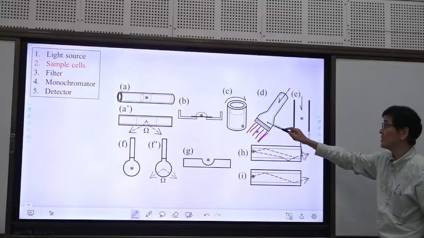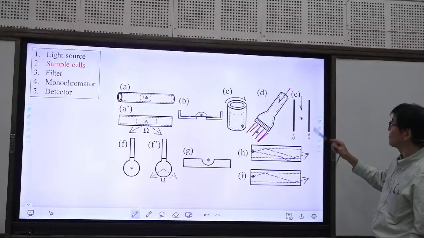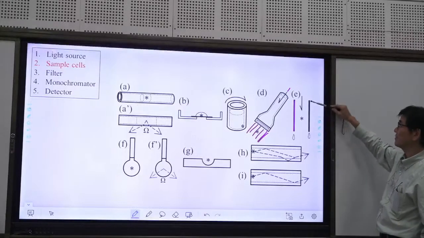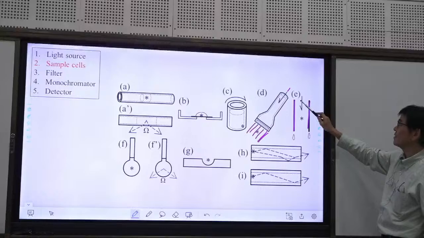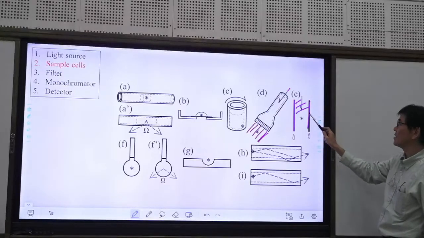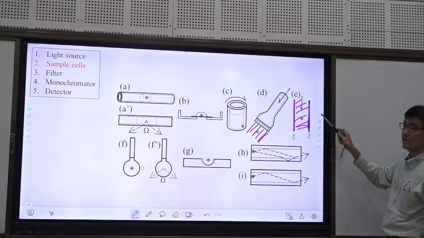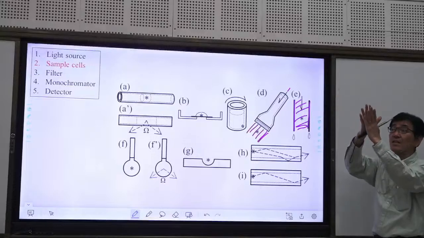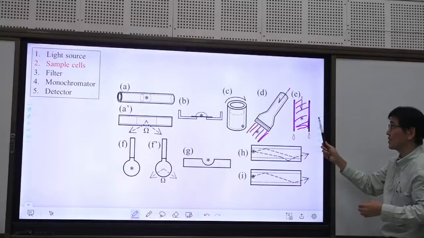This is liquid jet. Or we may prepare two wires, then form the liquid film between two wires. This is also the windowless system. We can prepare the thin liquid film. It's convenient for Raman spectroscopy.